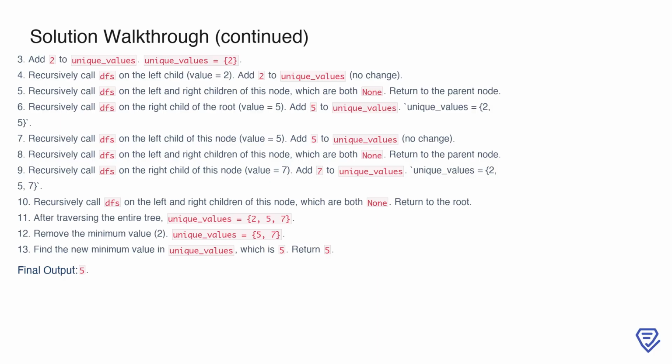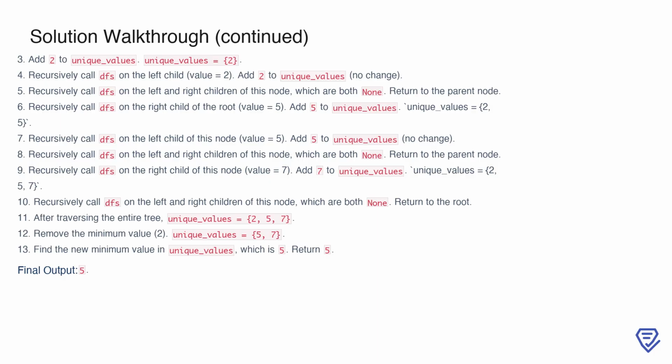Now, we examine the right child of the root, which has the value 5. Adding this value to the set results in unique_values equals {2, 5}. The left child of this node also has the value 5, so adding it doesn't change the set. The left and right children of this node are null, so we move to the right child of the node with value 5, which has the value 7. Adding this value updates the set to unique_values equals {2, 5, 7}. Both children of this node are null, so the traversal is complete.